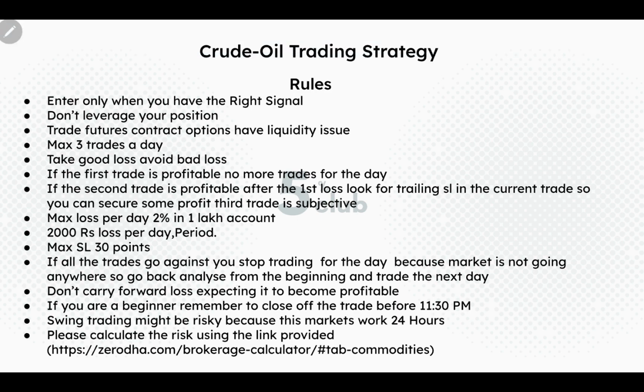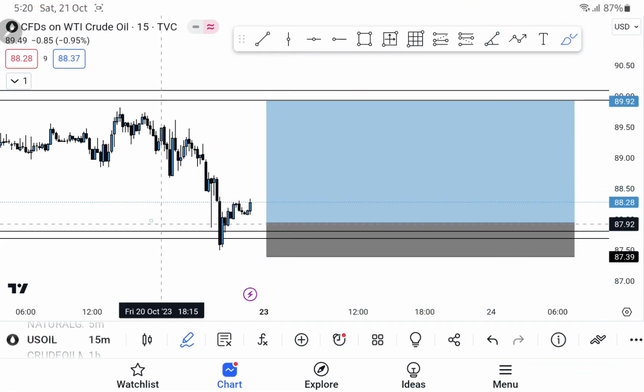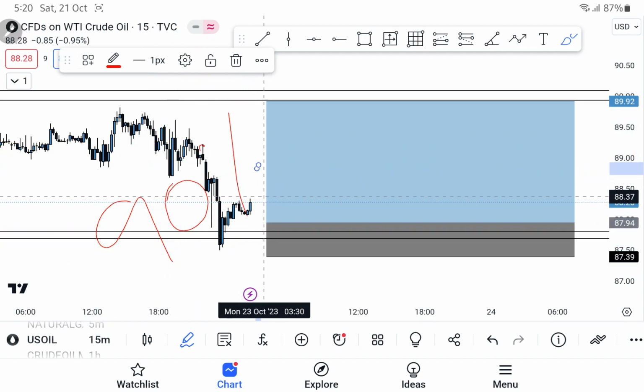Next is, if all the trades go against you, stop trading for the day, because the market is not going anywhere. So go back, analyze from the beginning, and trade the next day. There are two things. One is your analysis is wrong, the way you analyzed it is wrong. The next thing is the market is not going anywhere. Guys, 90% of the time the market stays in one place. I'm telling you, 90% of the market is sideways.